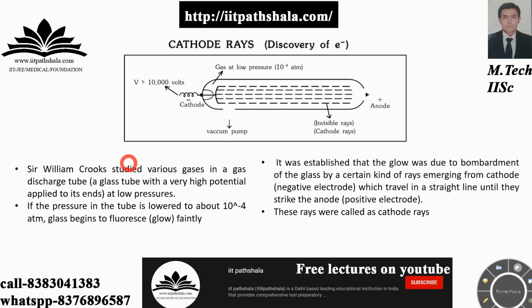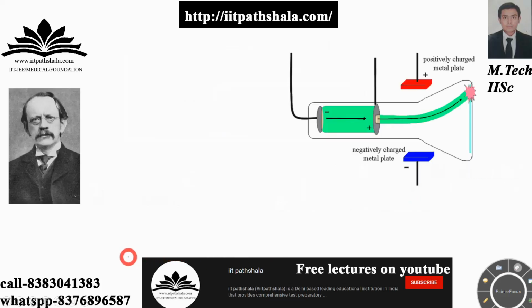So it was established that the glow was due to the bombardment of the glass by a certain kind of ray emerging from the cathode, which is nothing but your negative electrode, which travels in a straight line until it strikes the anode, which is nothing but your positive electrode. So these rays were called cathode rays.